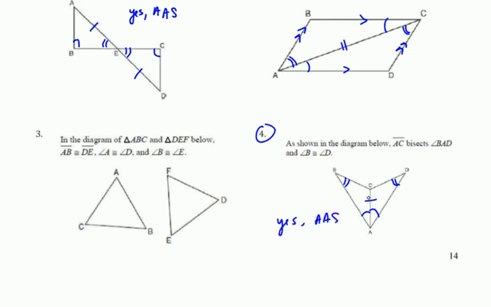Again, note the location of that side that's shared between the two triangles. It's not in between the pairs of congruent angles, so it's angle, angle, side rather than angle, side, angle.